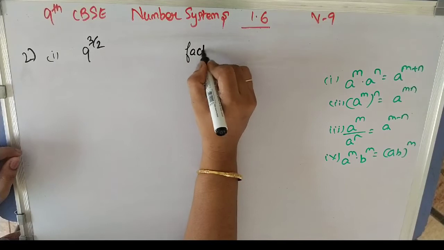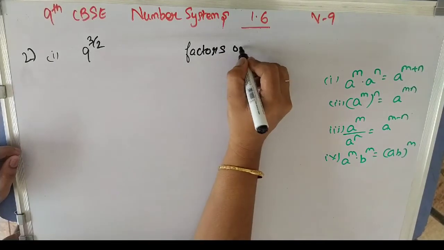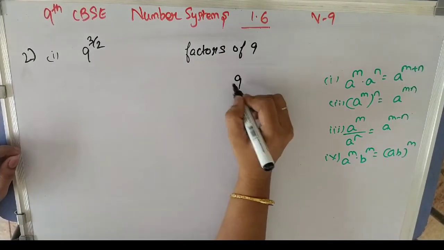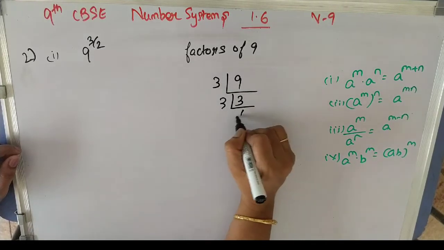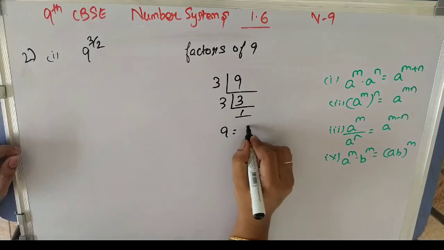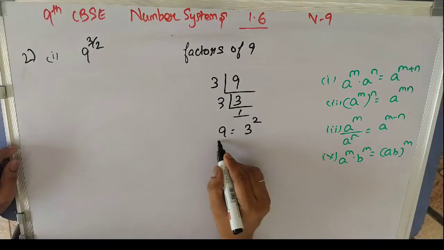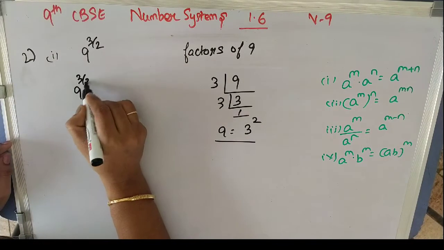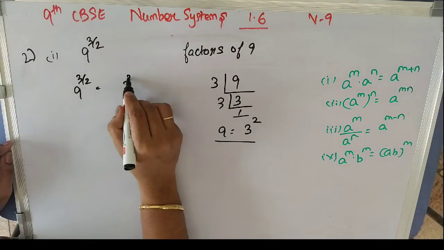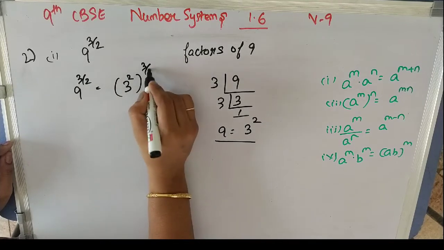Okay. The second question is we have to find the value of 9 power 3 by 2. The first thing we have to do is find the factors of 9. 9 divided by 3 gives 3. 3 divided by 3 gives 1. So 9 can be written as 3 power 2. I am going to replace the 9 with 3 power 2 in the question. So 9 power 3 by 2 is equal to 3 squared the whole power 3 by 2.